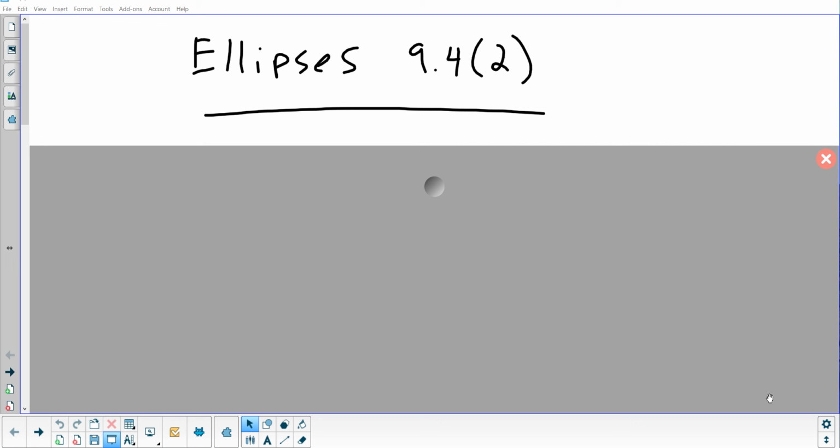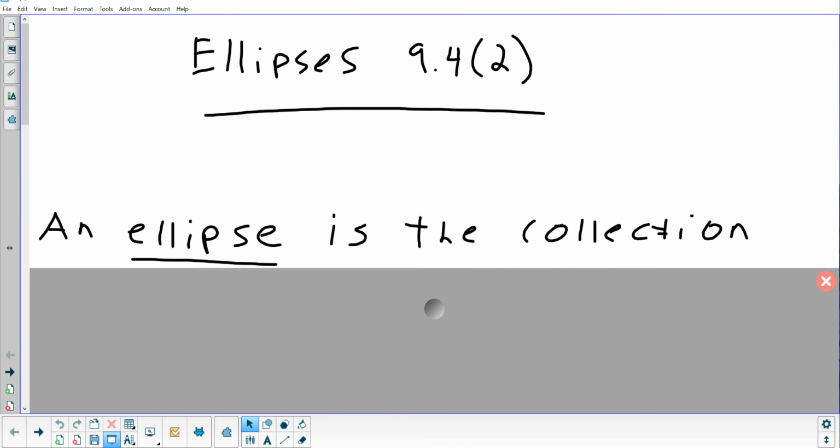So 9.4 part 2, we're going to look at ellipses. The first thing I always do is give you the definition, then I'll show you a picture that I think most people will understand the definition better. We'll go through some of the terms and then examples. So, definition of an ellipse.